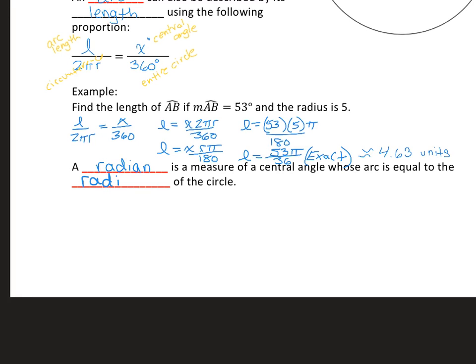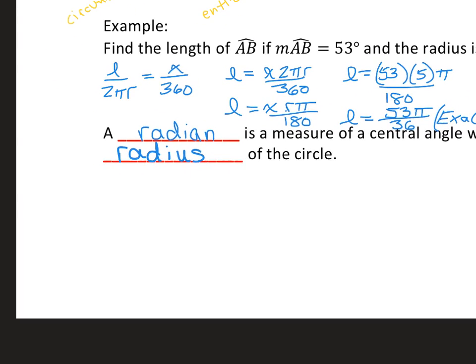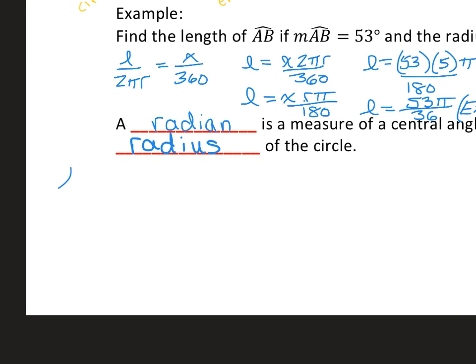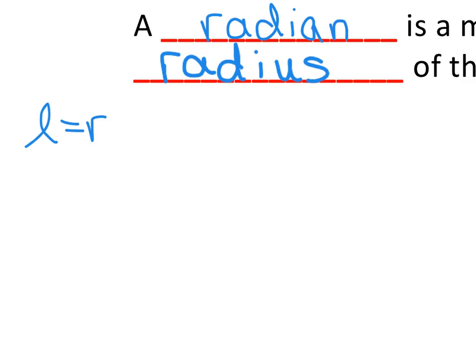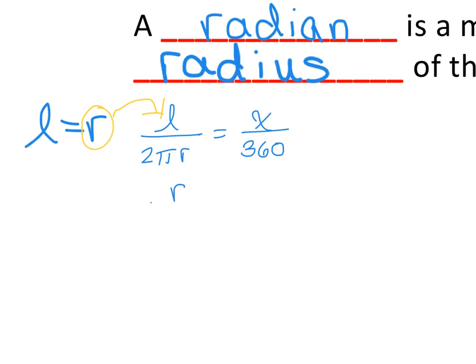So let's take a look at what this means. If I say the arc length is equal to the radius, that means cursive L is equal to R. When that specific condition occurs, then you're at exactly 1 radian. So let's take a look at what we're talking about here. We've got our proportion: the arc length is to the entire circumference of the circle, which is 2 pi r, as that central angle is to the entire degrees of a circle, which is 360. If L equals R, I can replace one for the other, substitute. So I'll put in R here.